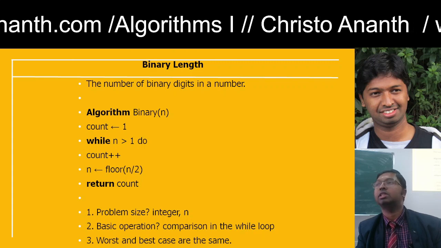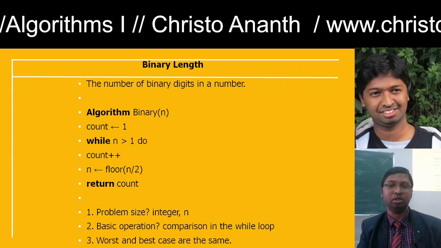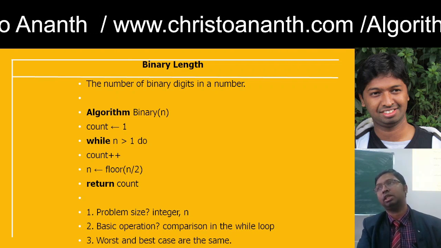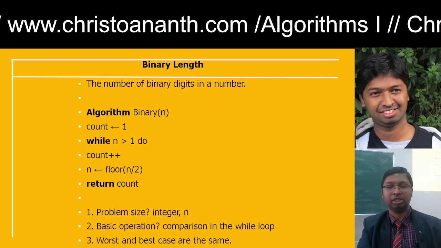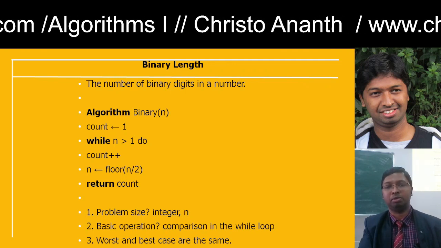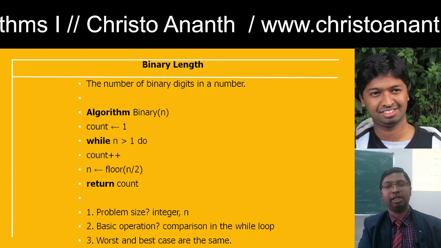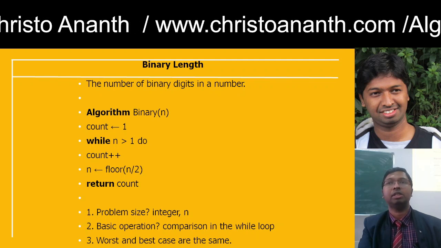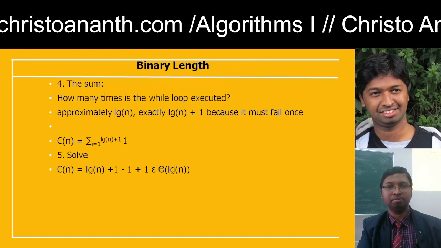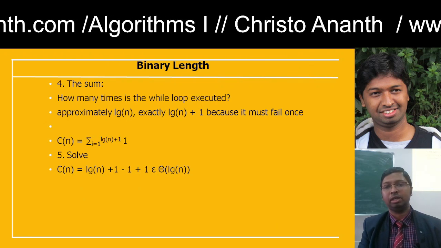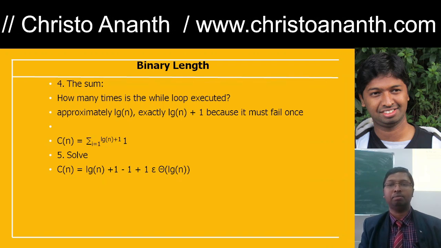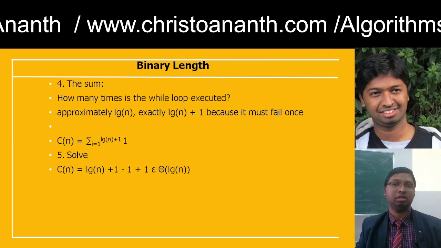The basic operation is the comparison in the while loop. Unlike the previous case, where worst case and best case are different, here the worst and best case are the same, because we have n greater than 1 and count plus plus, and that is the reason we are assigning n equal to floor of n by 2. You will count how many times the while loop is executed, which is exactly lg of n plus 1.